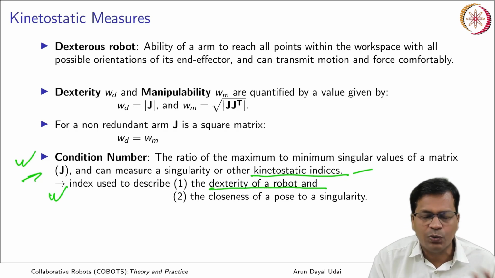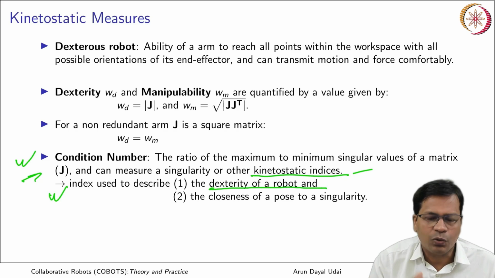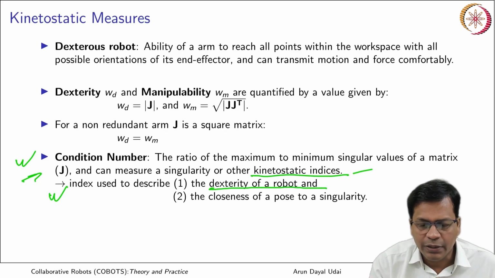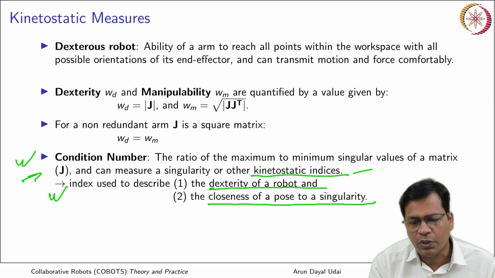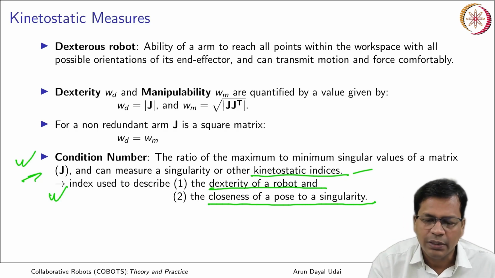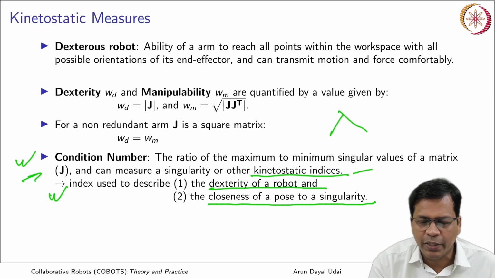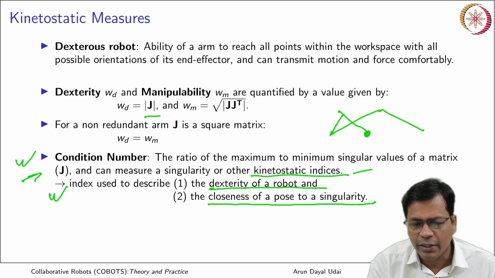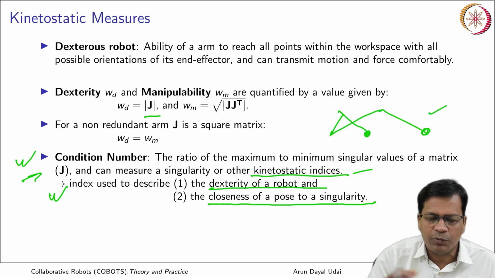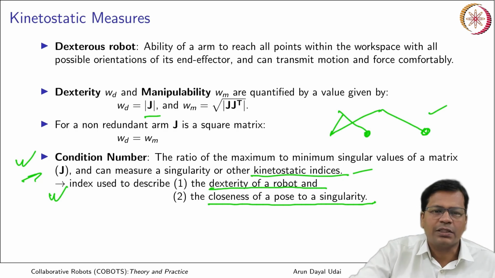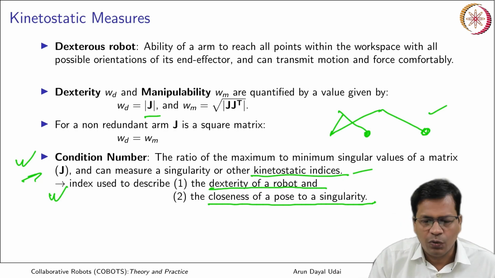So this gives you a kind of value to compare the dexterity of a robot, and it is the closeness of a pose to the singularity. Okay. So the same robot at a different place, because you know the Jacobian is varying, at this position it will have a different dexterity measure than any other position where the Jacobian is different. Okay. So the same robot can have different dexterity at different locations.